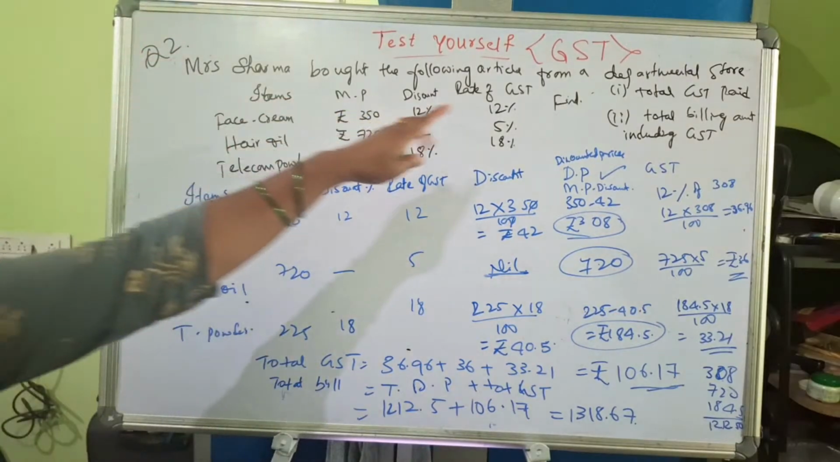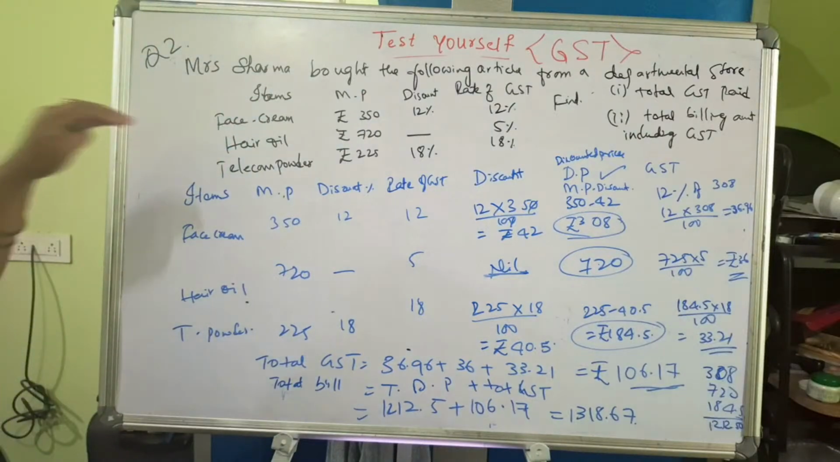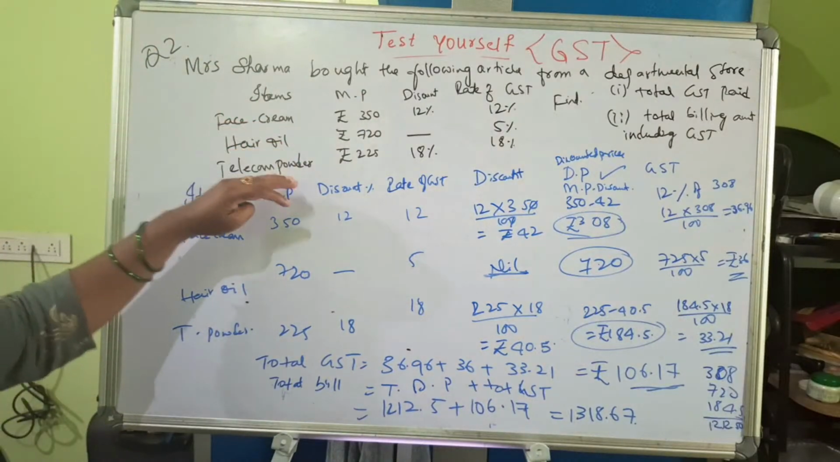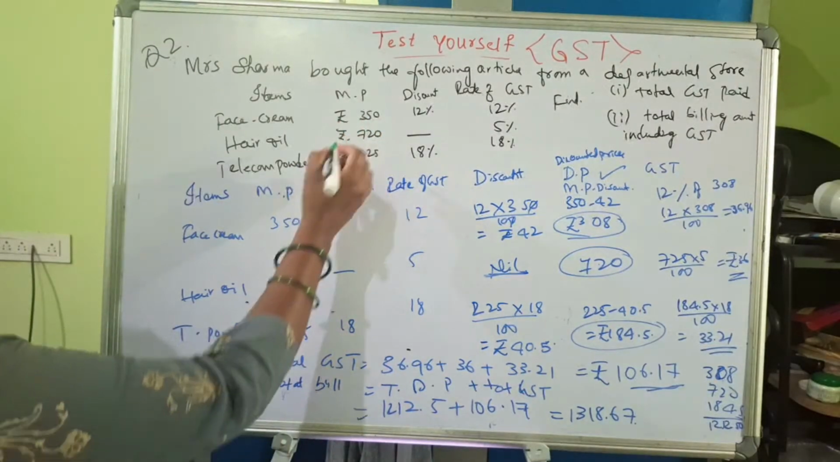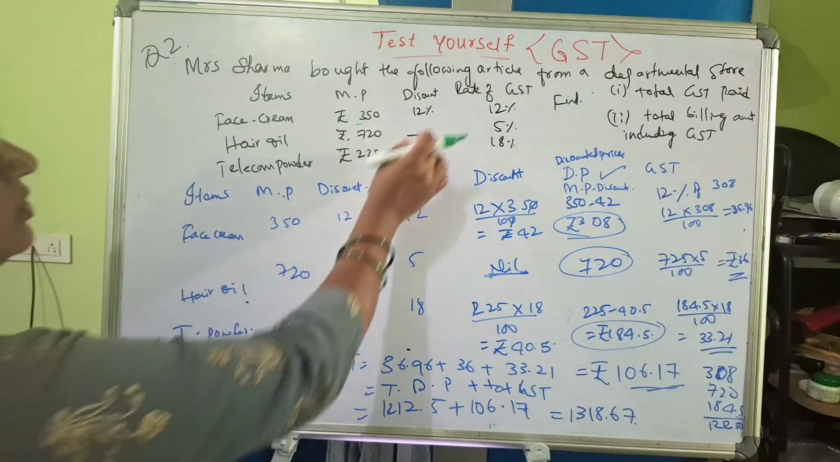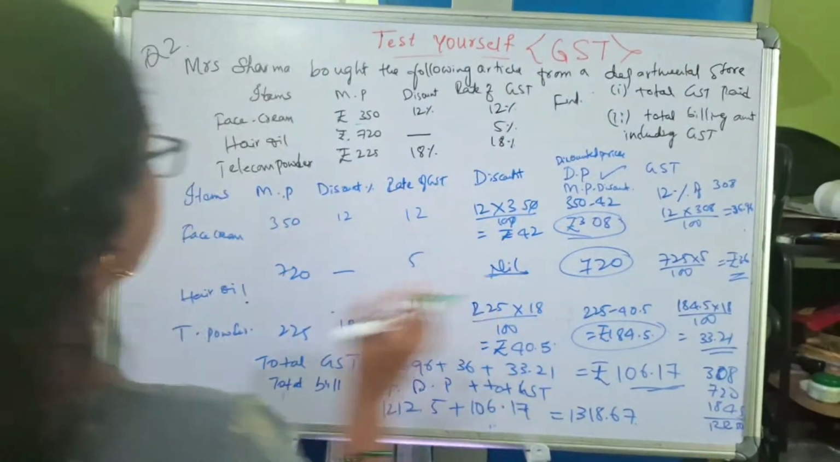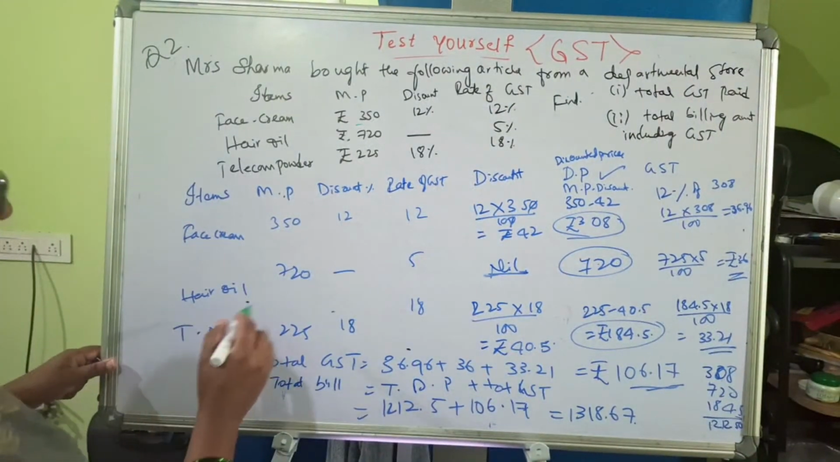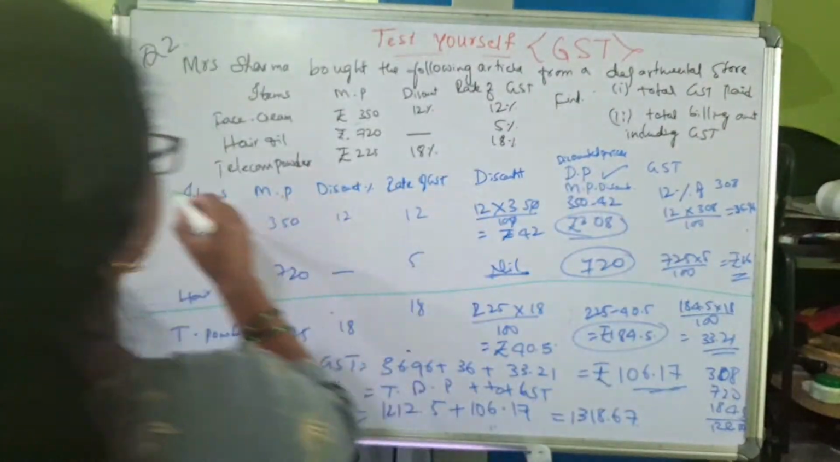Mrs. Sharma has bought some articles from a departmental store. The articles are face cream, hair oil and talcum powder. So the market price of the face cream is rupees 350. Discount is 12% and rate of GST is 12%. Here we are constructing the table once again.